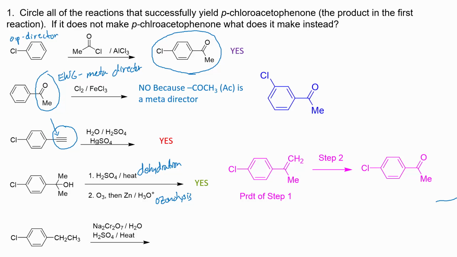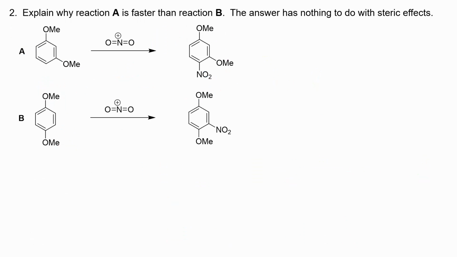Okay, the last one is a side chain oxidation. If we have an ethyl group here, one of the carbon bonds on the side chain is going to be cleaved, and it's going to produce a carboxylic acid. It's not going to produce the methyl ketone. So this one would be no. Okay, let's look at the next question.